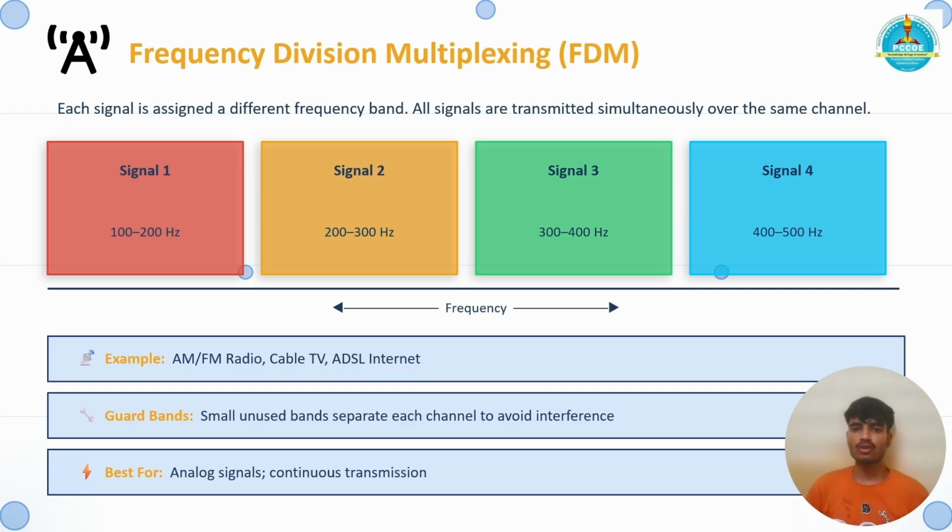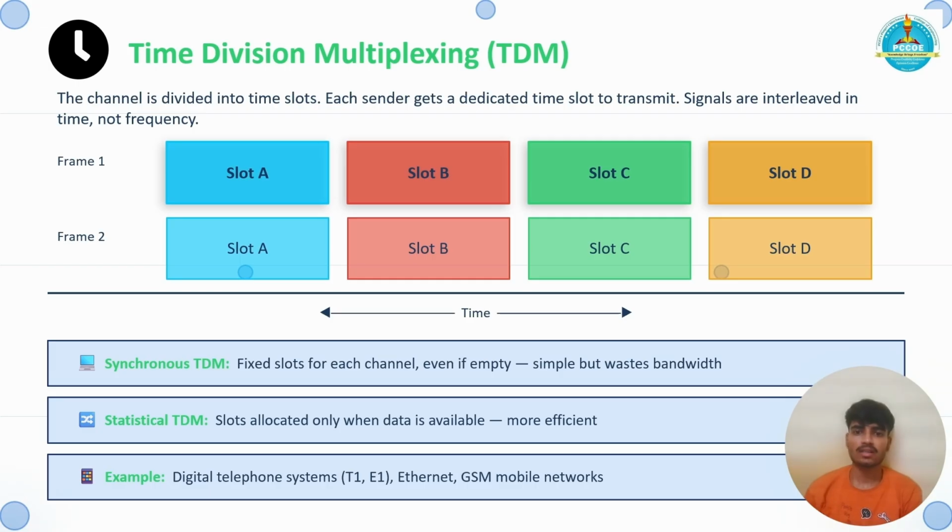Now, one important concept here is the guard band. Guard bands are small unused frequency spaces placed between channels to prevent interference between signals. FDM is mainly used for analog communication systems. Examples include FM radio, cable TV, ADSL internet.